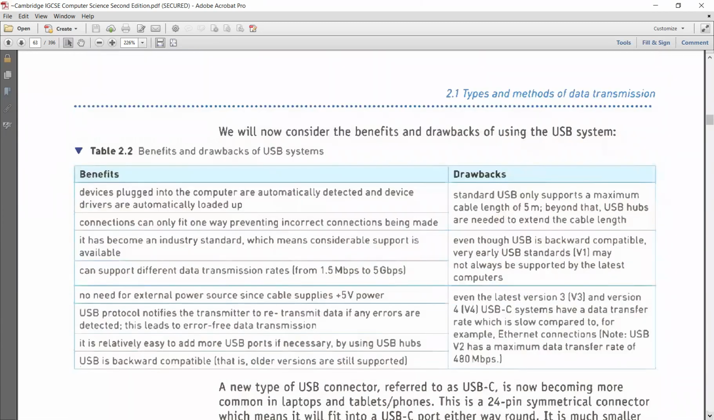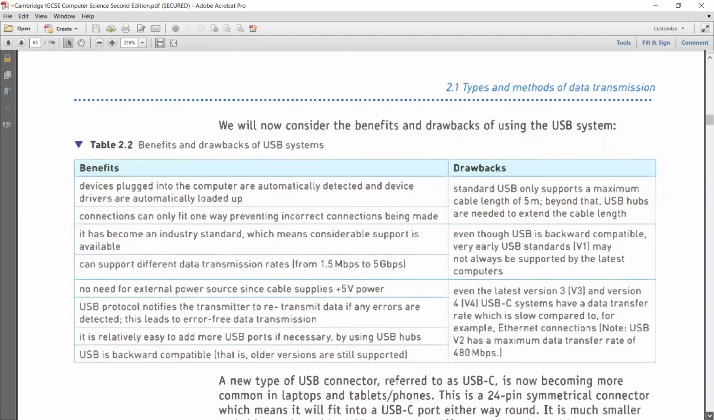After that, you need to see the benefits and the drawbacks. Very quickly, I am reading them for your own benefit. The very first one is devices plugged into the computer are automatically detected and the device drivers are automatically loaded up, the one that I discussed right now. Connections can only fit one way, although USB-C is going to be discussed later. But it is also an advantage that results in preventing incorrect connections being made. It has become an industry standard.